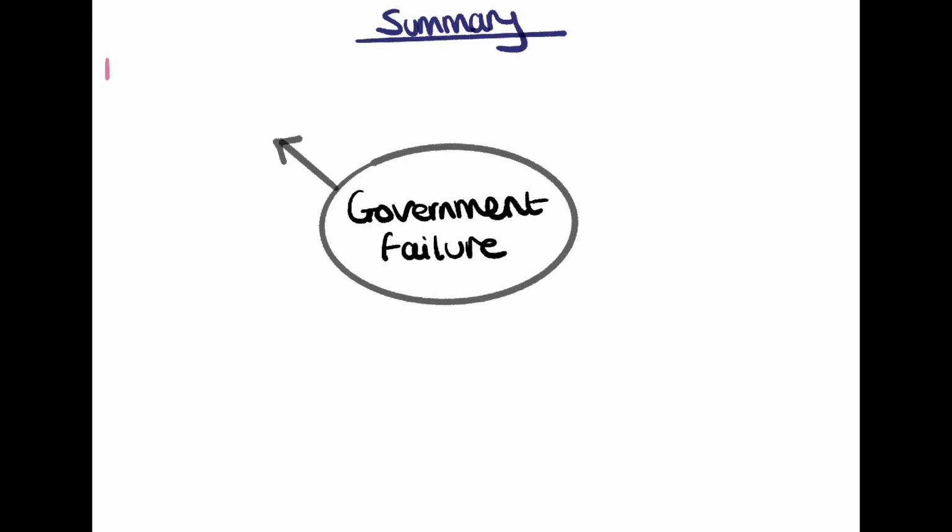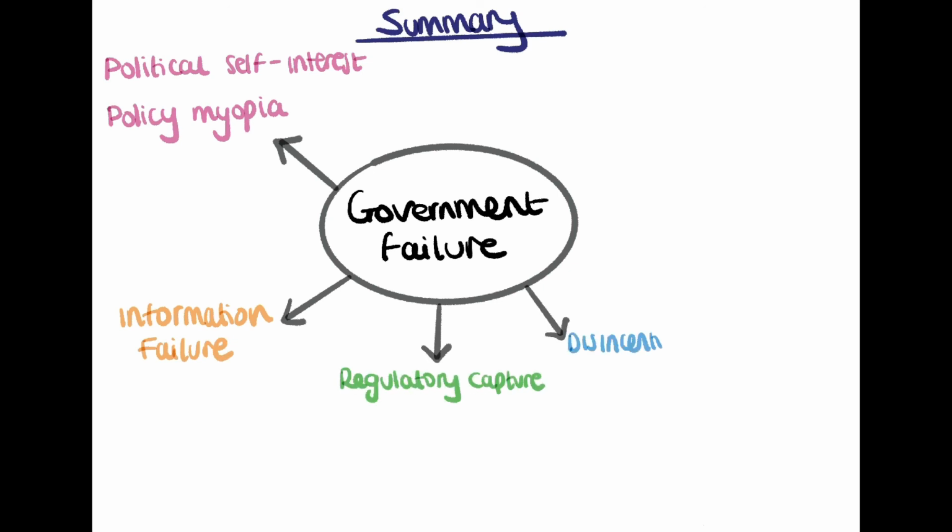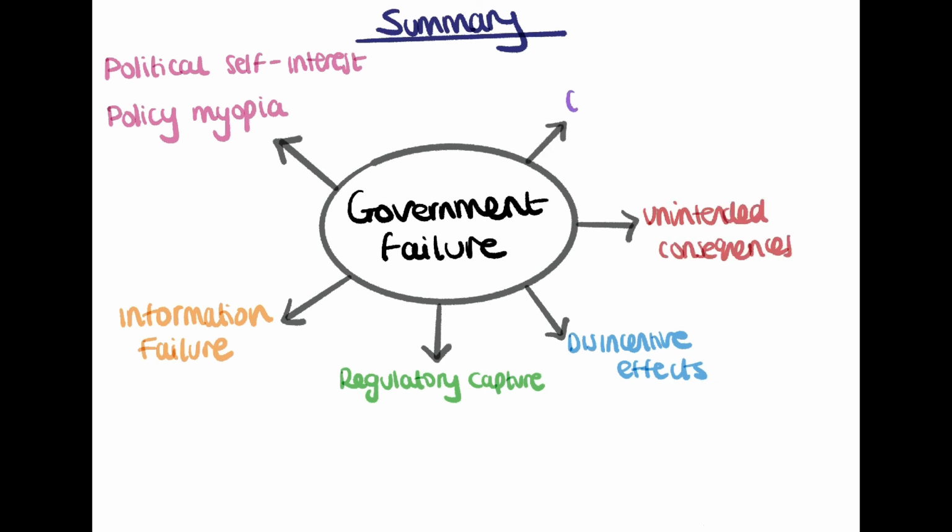Let's summarise. Firstly, we have political self-interest or policy myopia, information failure and regulatory capture, disincentive effects, the law of unintended consequences, and finally the cost of enforcement.